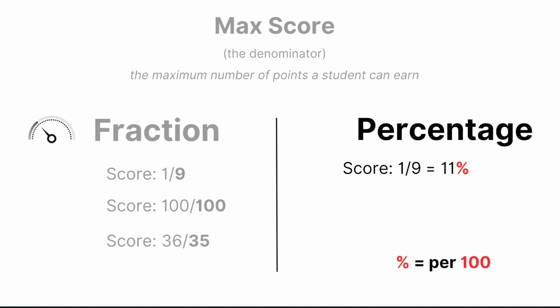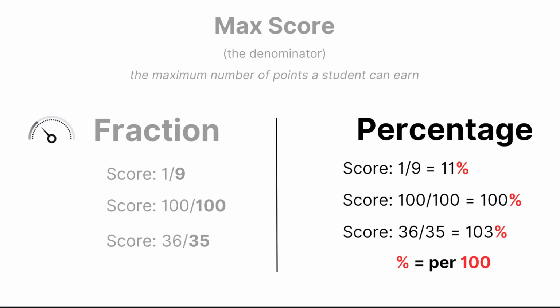Let's go to the first example. We had 1 over 9, converting it into a percentage, you have 11%. However, the max score is still 100. Next, you have 100 over 100, converted to a percentage equals 100%. The max score is 100. Lastly, you have 36 over 35, which converted into a percentage equals 103%. However, the max score will still be 100.